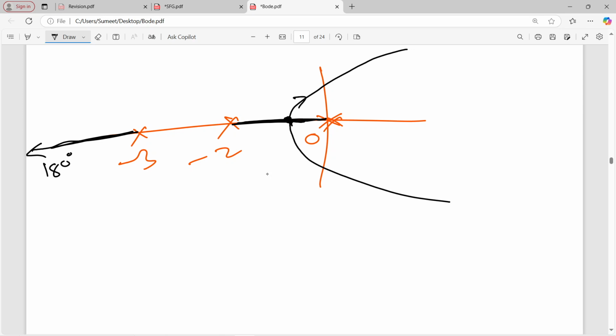So this is the approximate root locus. Please show the arrows also because these are important. Root locus starts from poles and ends on zeros. So this is the complete root locus.